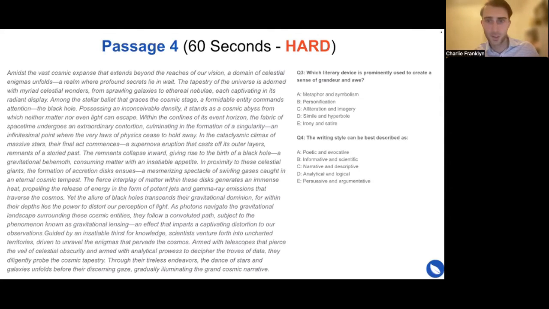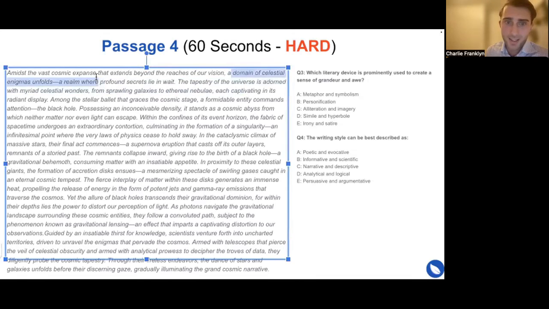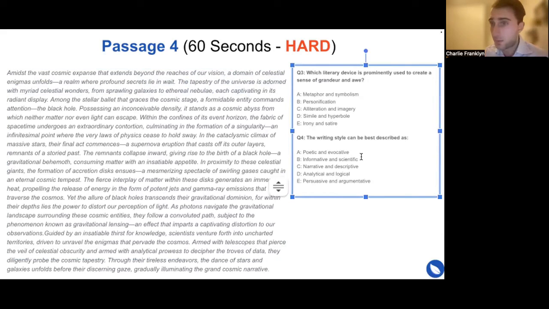Time's up. So what we're going to do is start with question 4, because I think this was probably the easier one. Question 4 is: the writing style can be best described as. If you read this information, you can probably see straight away that it is written on a topic which is quite sciencey, which is the universe, but it does have a lot of words like a domain of celestial enigmas unfold, the realm where profound secrets lie in wait. And so, as one of the students mentioned earlier, you can probably rule out, for example, informative and scientific, analytical and logical, persuasive and argumentative.